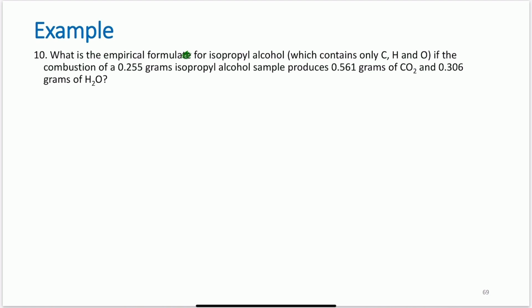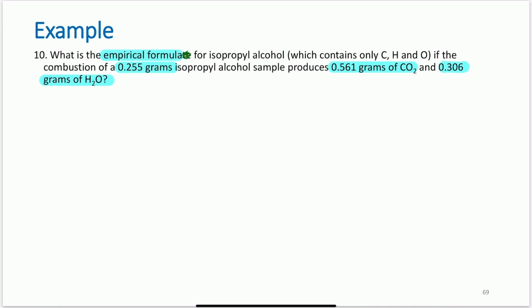What is the empirical formula? So I'm looking for the empirical formula for isopropyl alcohol, which contains only carbons, hydrogens, and oxygens. If the combustion of a 0.25 gram sample of isopropanol produced 0.561 grams of CO2 and 0.306 grams of water.